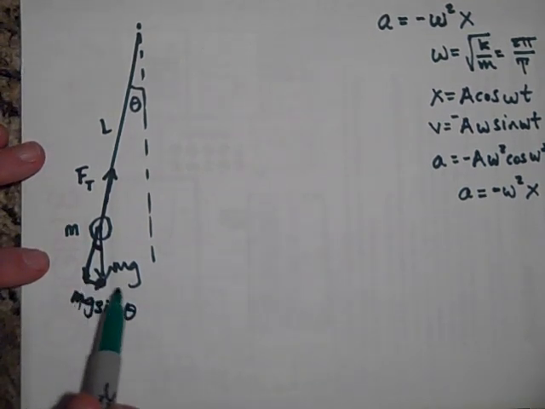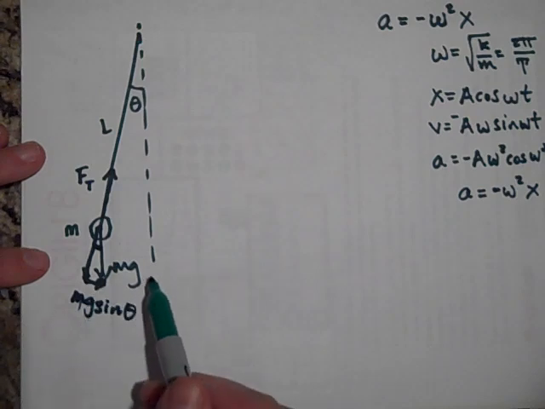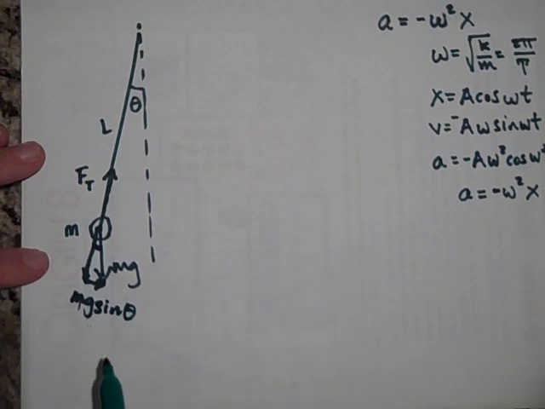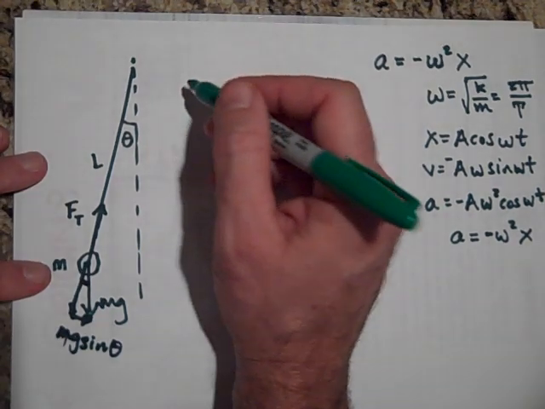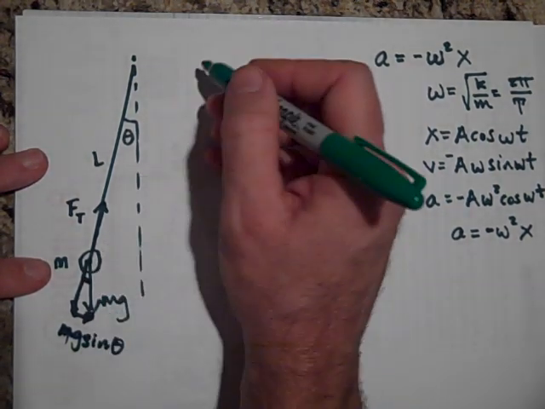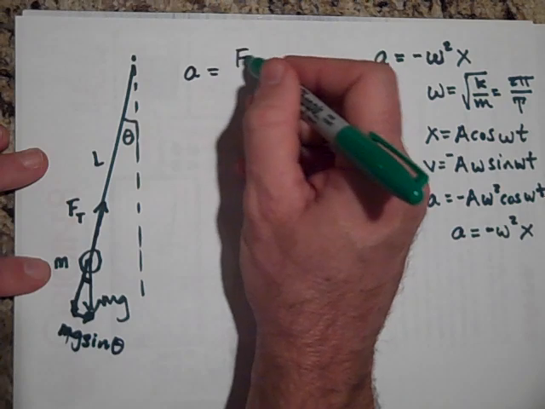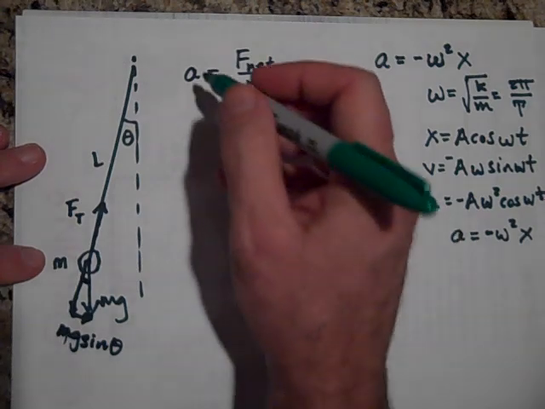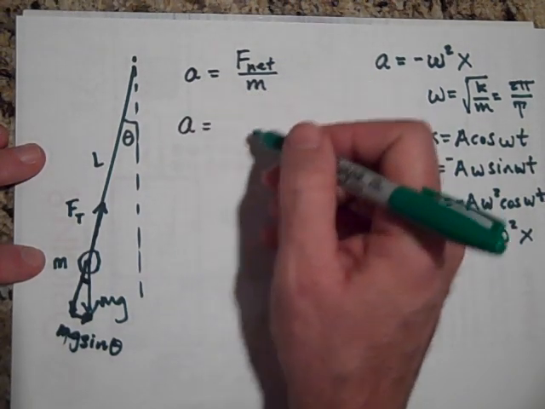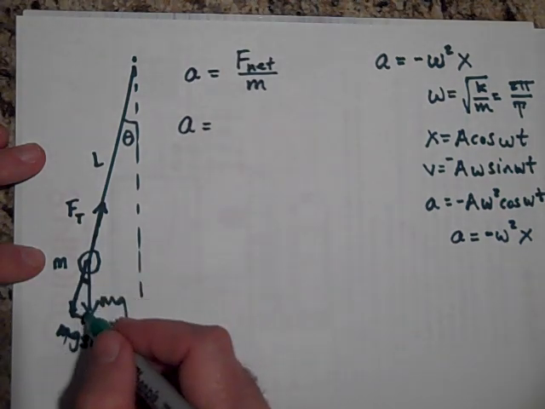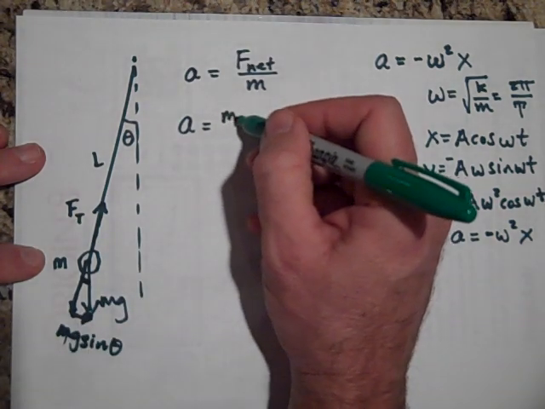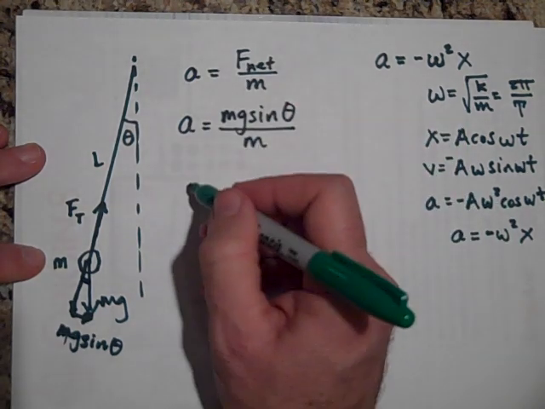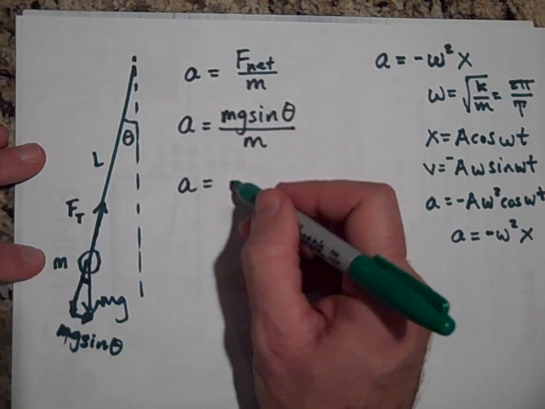That's acting like a restoring force. It's trying to restore it to its equilibrium. Equilibrium is right here. Okay, so I'm going to say A is equal to F net over m. We use that a lot, have you noticed? And so A, at least in the x direction, is going to be equal to mg sine of theta all over m. So A is equal to g sine of theta.